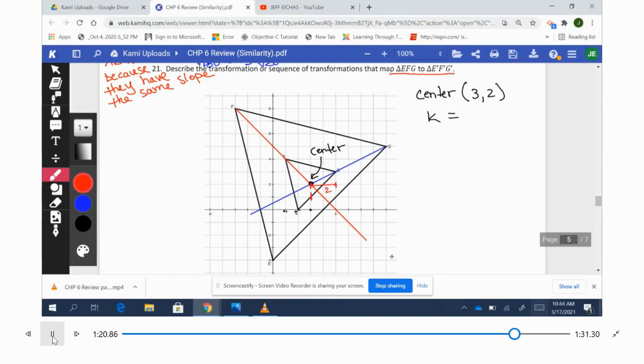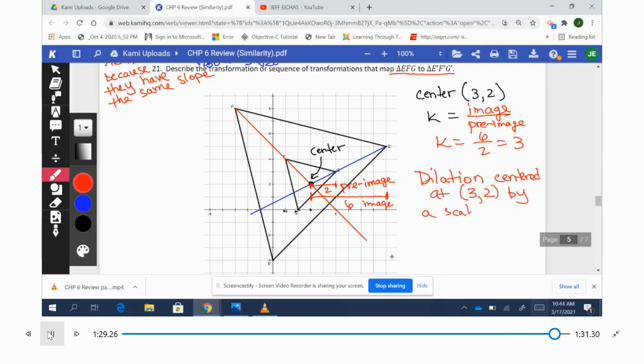Scale factor is, I always just go in one direction. If I can just go for the change in x, I do. So the change in x from the center to our pre-image is 2. And then from the center to our image is 6. So our scale factor is going to be 3. 6 over 2 is 3. That's it. Dilation centered at (3, 2) by a scale factor of 3.